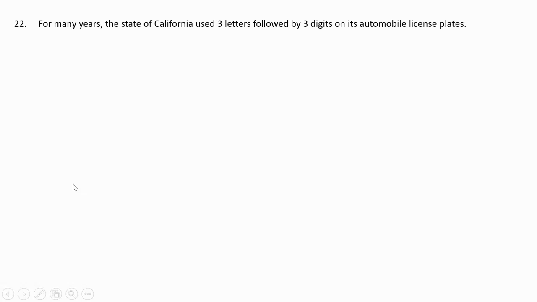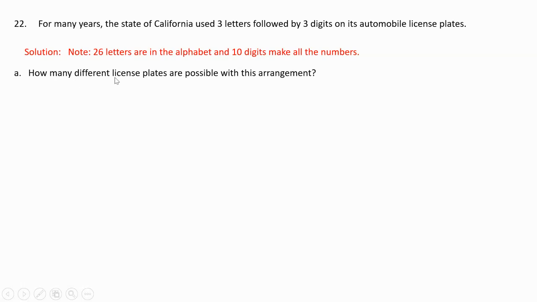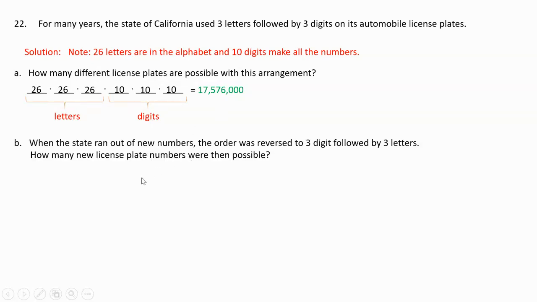Now, 22. For many years, the state of California used 3 letters followed by 3 digits on its automobile license plates. So here's my scenario. Note, 26 letters are in the alphabet and 10 digits make all the numbers. Here's part A. How many different license plates are possible with this arrangement? These are my letters and these are my numbers. There's 26 letters, and there's no restriction. So it's going to be 26 times 26 times 26 times 10 times 10 times 10. If you put that in the calculator, it's going to give you something like 17,476,000.